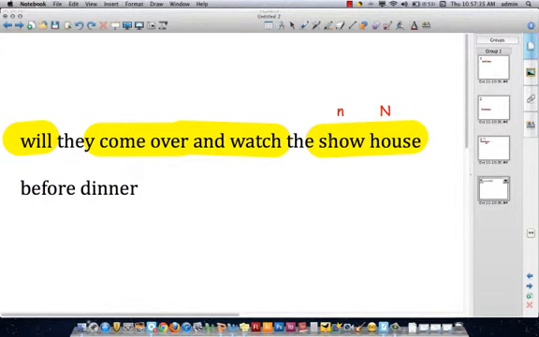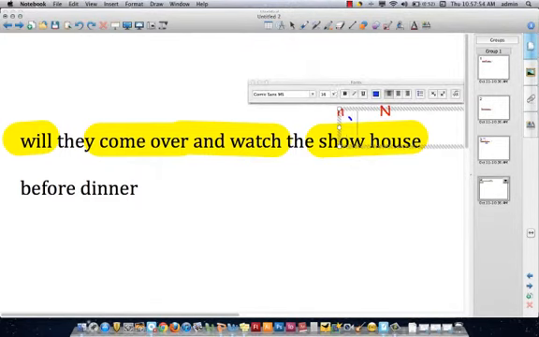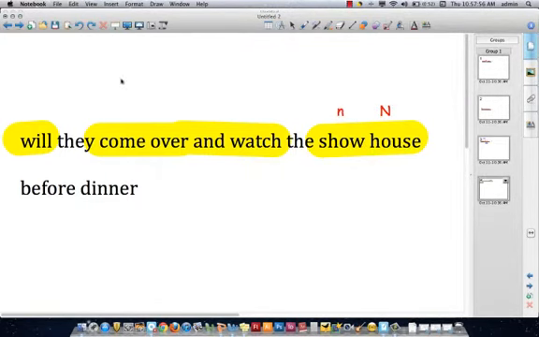So some of you labeled show house as a noun, thinking that that's like a type of house, or some of you said show is an adjective and house is a noun, meaning show describes the house. I didn't take off points for any of that because I understand where your confusion came from, and that was not your fault. So in the interest of fairness, I didn't take off points there. But I did want to clarify that.